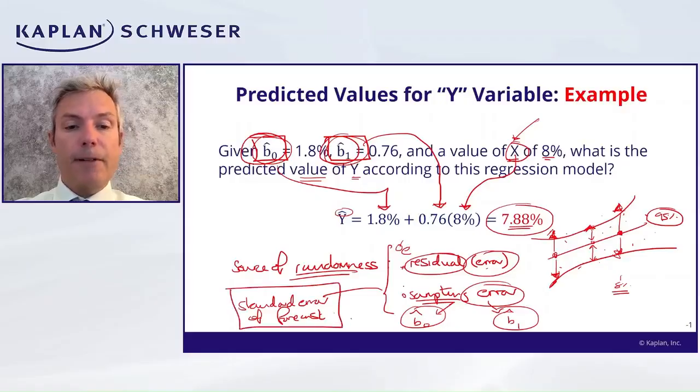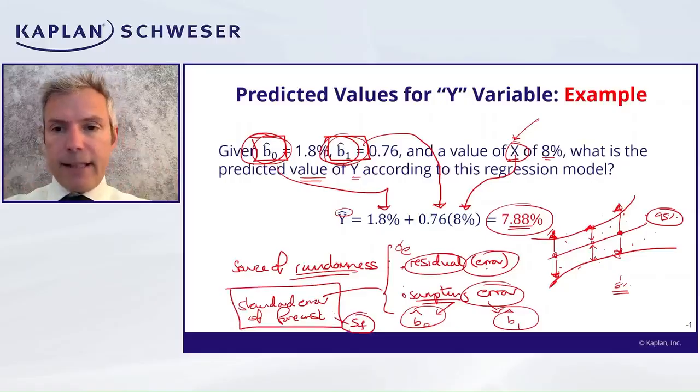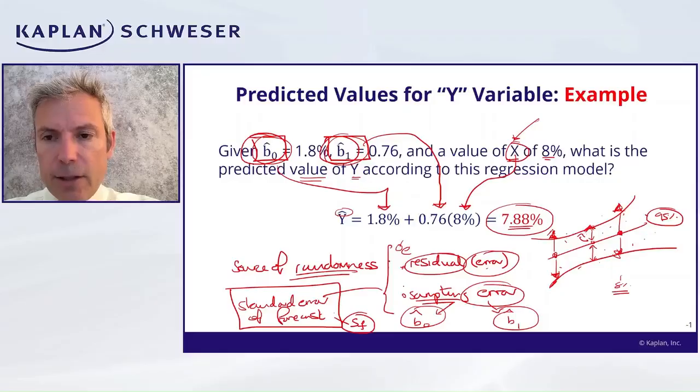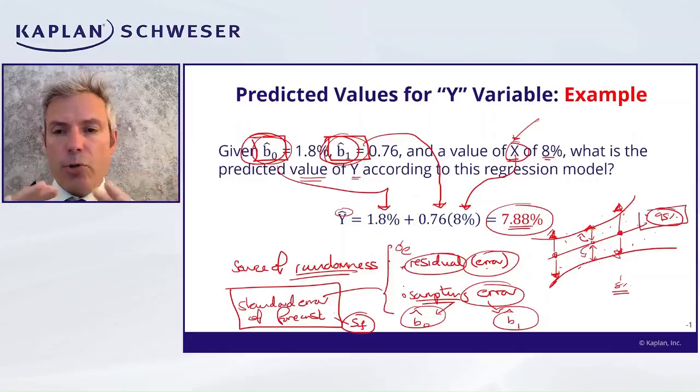Standard error of the forecast, often labeled as SF, all right? If you've got the standard error of the forecast, then what you've got really is the distance, your unit of distance, that you need to go either side of your line to capture 95%, a 95% chance that the true Y will be in that range, okay?